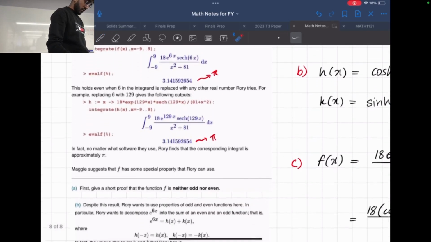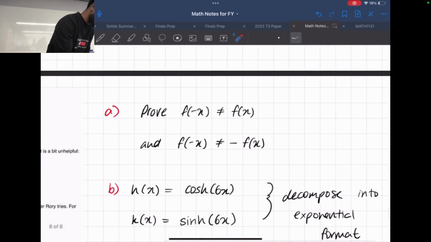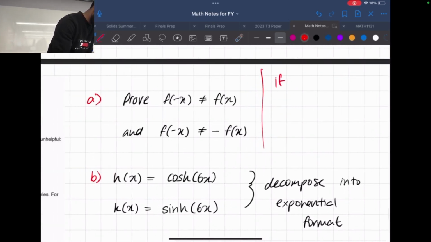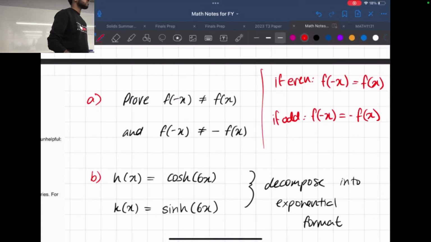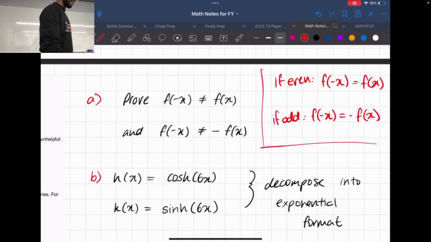Okay. First part, give a short proof why it's neither even nor odd. How do we prove if something's odd or even? If it's even, if odd, these are the rules that we're following here. But in our case, we have to prove that both of them are false. I haven't done the proof here, but when you sub in minus x, you get that it doesn't equal f of x or minus f of x. So I'll do a quick proof.